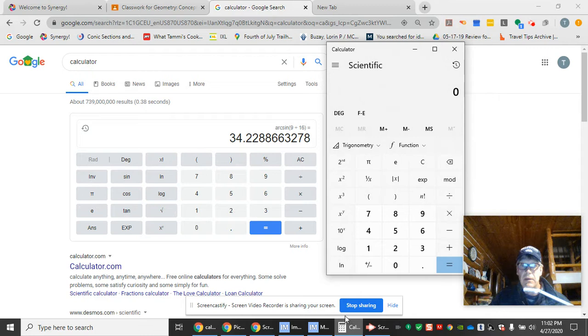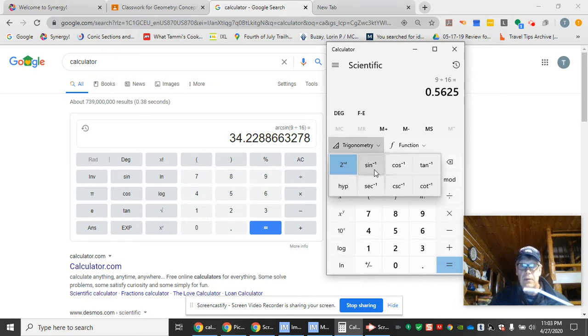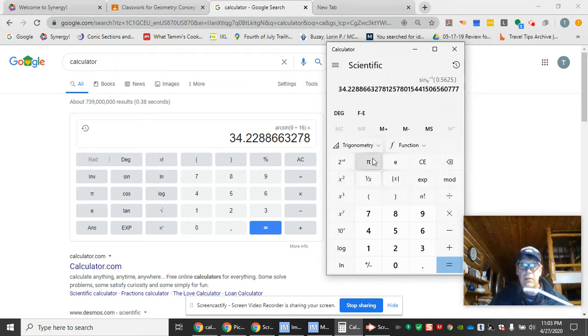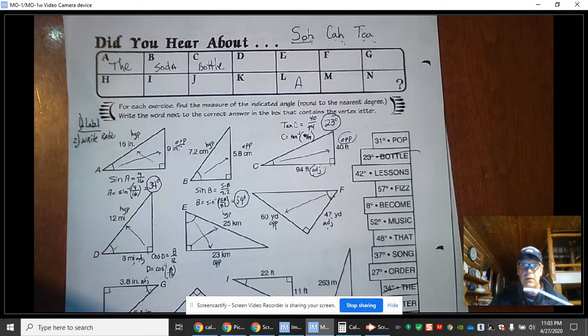Now I brought up one on my computer, and it has a trig button. On this one, you've got to hit 9 divided by 16 first. Hit equals, and then I'm going to bring up my trig function, hit second, and there's my inverse sine right there. Again, it's going to give you 34 degrees. So there's a few different calculators. You've got to hit the second function though, and you've got to make sure it's in degrees. All right, let's look at your problems here, and we'll get going.